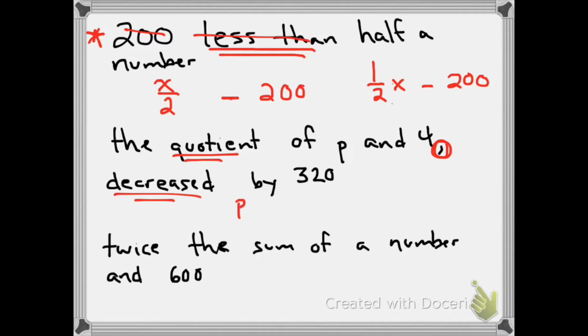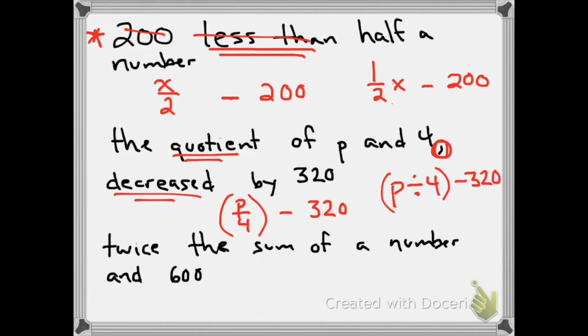So we can write p over 4. All right, now we can put grouping symbols around it, but as we know with order of operations, division is going to come first regardless. But just to get into the practice of that, we really should put grouping symbols. Decreased by would be minus 320. But as I said, this would be acceptable as well, but we really want to get into the practice of writing it as we saw over here on the left.